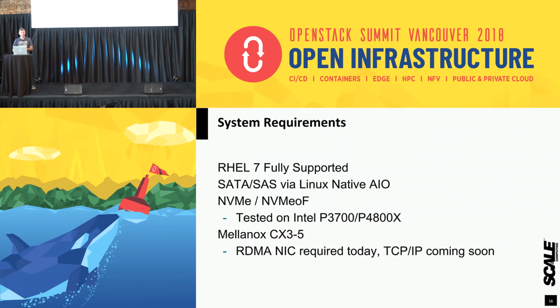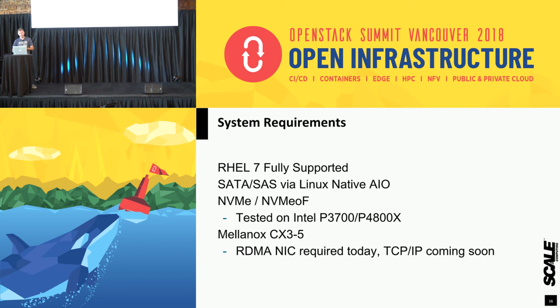So system requirements, we fully support RHEL 7. Most of what we do is based on either Red Hat or CentOS. So Scribe will install without any issue on RHEL 7, and that's what we're going to support initially. We also support SATA and SAS drives if those need to be utilized in block devices via Linux native AIO. But to get performance numbers like this, obviously you need NVMe or NVMe over Fabrics. All the testing we've done has been on the Intel P3700s and P4800X. So we know those will work, but there's really no reason why other drives shouldn't work.